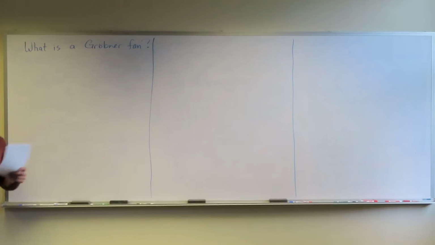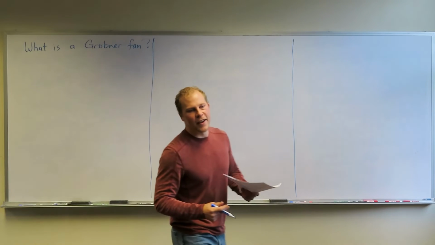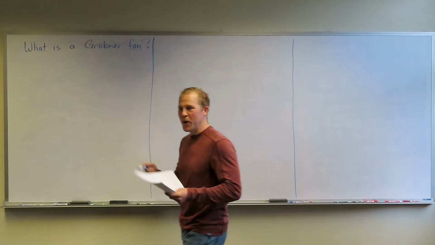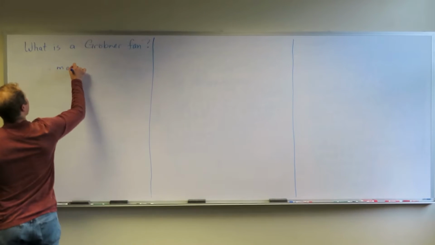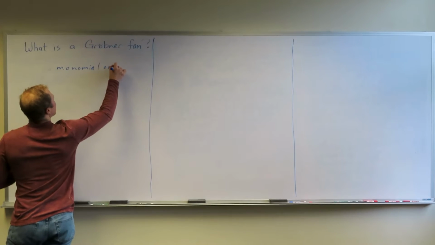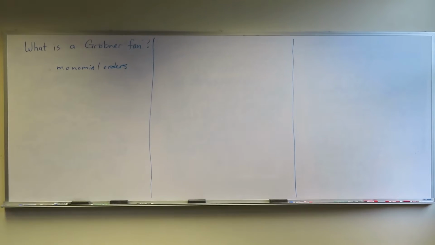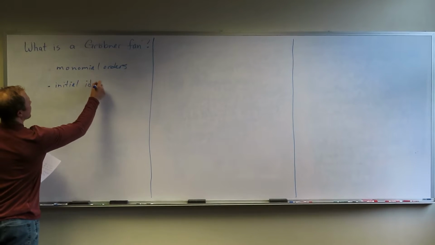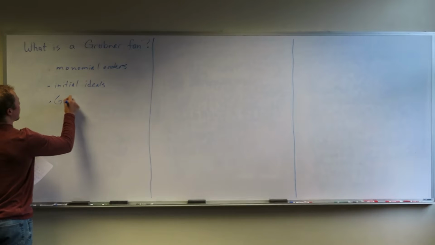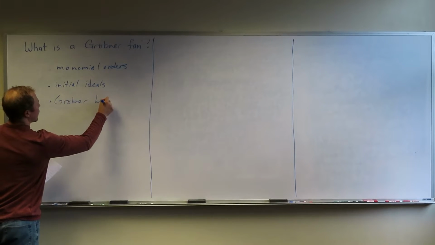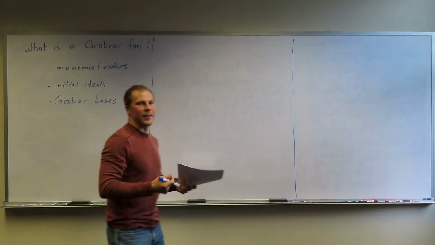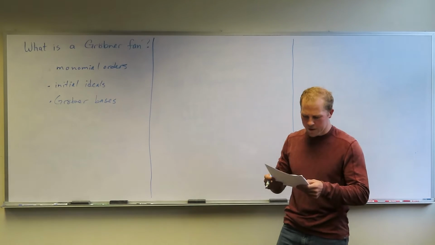All right, so today I'm going to talk to you about Gröbner fans. And really what I mean is I want to introduce a Gröbner fan, and so I'm going to talk to you a lot about monomial orders. We'll use those to define initial ideals, and that'll show us what a Gröbner basis is. And then we'll put all of these concepts together to see what a Gröbner fan actually is, and then look at some pretty pictures of specific Gröbner fans.